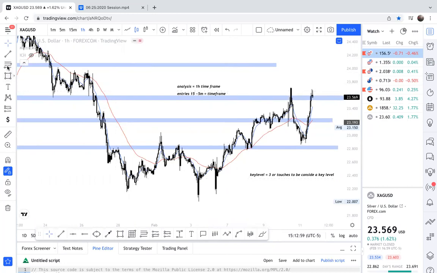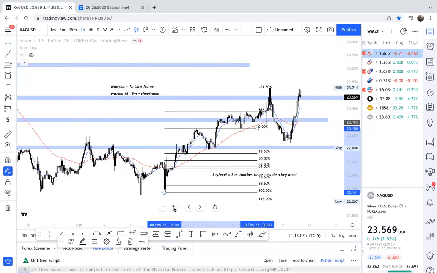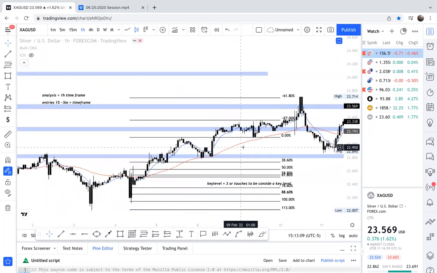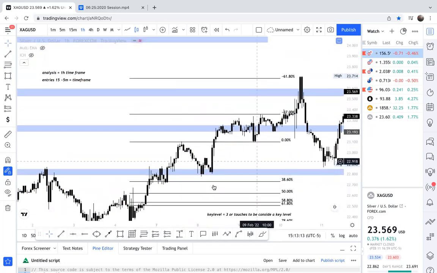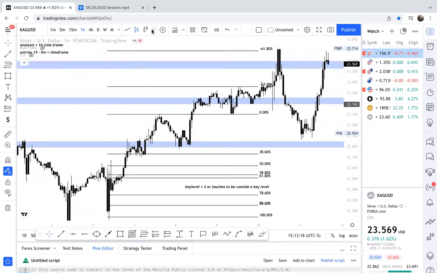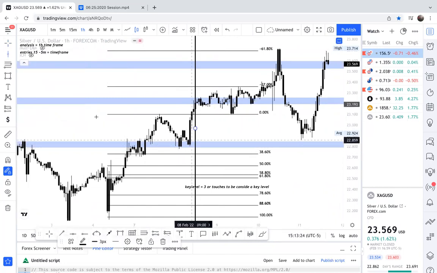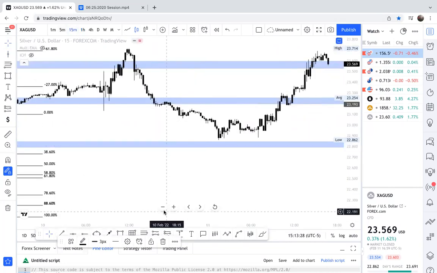So what I would use is my Fibonacci tool right here. And I would see that price created a double bottom at this area. So this is using our higher time frame. Let's take off the EMAs real quick. Price is rejecting the 38.6 level. So what I would do is scale in, let's draw a little line right here, horizontal, vertical, right there. And I would scale down to the 15-minute time frame.